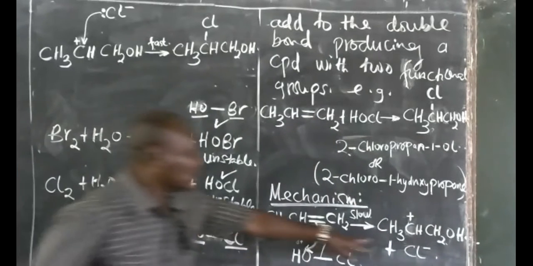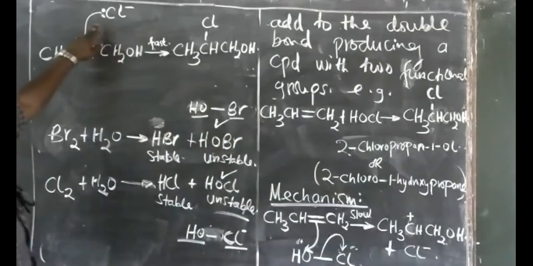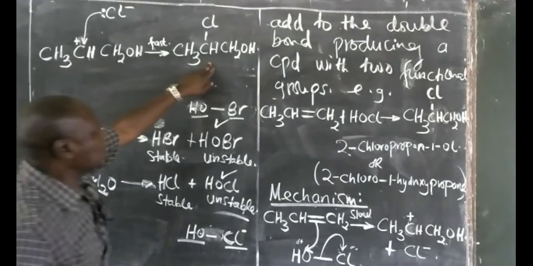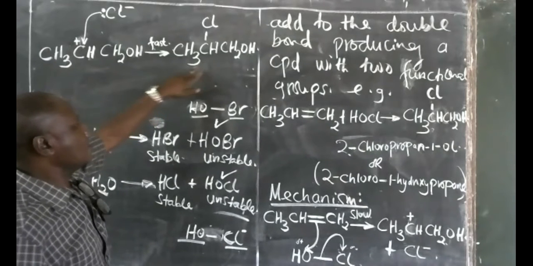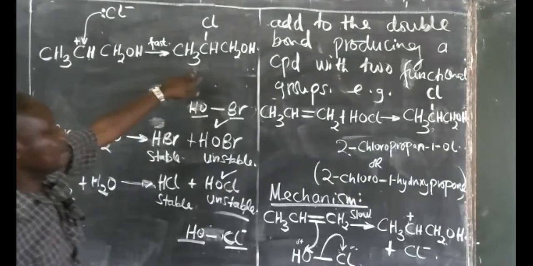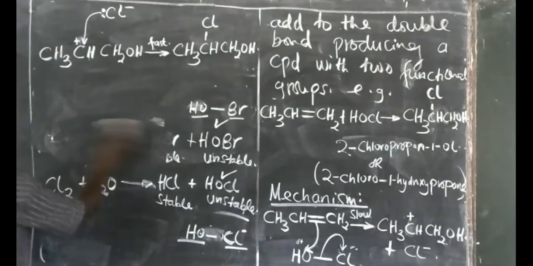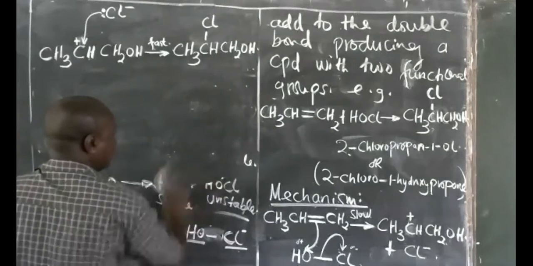Then after forming this one here, now the chloride ion comes in and attacks the positively charged carbon to give us the final product, which is 2-chloro-1-hydroxypropane. Okay? So this was just explanation.